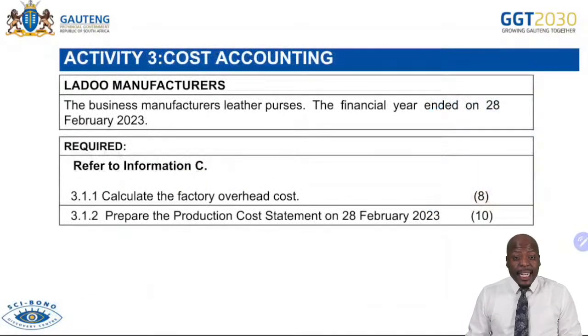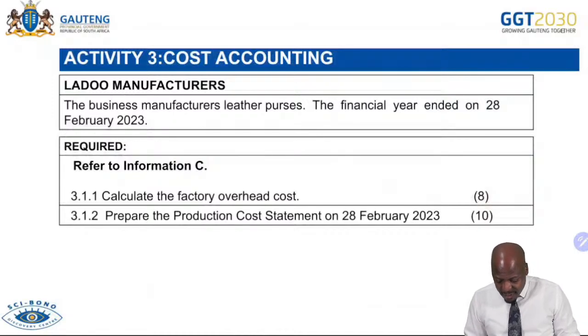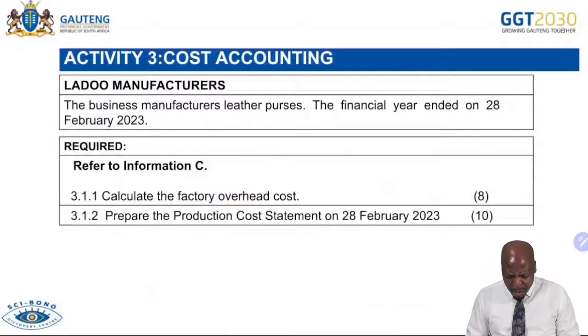There it is. The activity reads, Ladoo manufacturers. The business manufactures leather purses. The financial year ended on 28 February 2023. Required. Refer to information C. Calculate the factory overhead cost and prepare the production cost statement. Okay, so there are several things that an examiner would ask whenever we come to cost accounting. So one of them is the factory overhead cost and then the production cost statement.